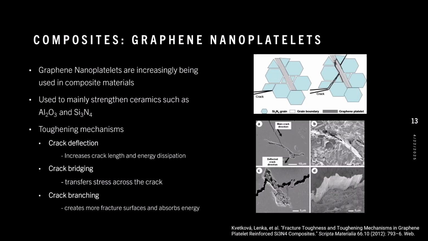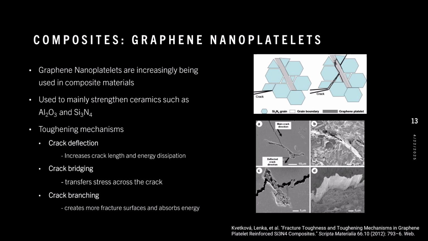Graphene nanoplatelets have started to be researched in composites lately, and their main use has been in ceramics. Common ceramics they are used with is alumina and silicon nitride. The graphene nanoplatelets have three main toughening mechanisms. These are crack deflection, crack bridging, and crack branching.